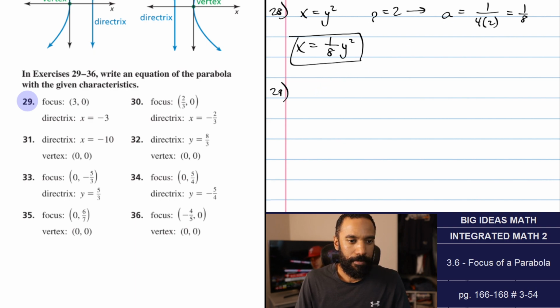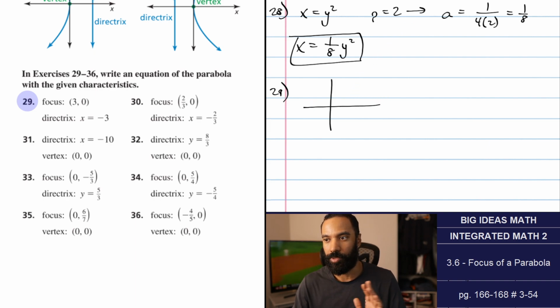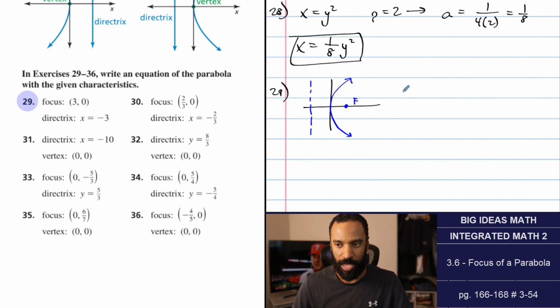Okay, number 29. 3, 0 is your focus. Your directrix is x equals negative 3. So far, we haven't moved off the origin, and that won't still happen soon here. So your focus is at 3, 0. Your directrix is at x equals negative 3. I don't have to label everything. All I care about is which way the graph goes and what p is. So the same stuff as before.